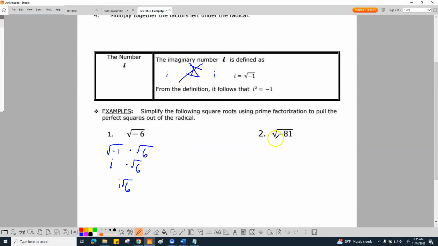Now, what about 2? 2 is a perfect square with that. So I'm going to show you how I start my work. I'm going to once again split up everything. Let me know that you know what's up.